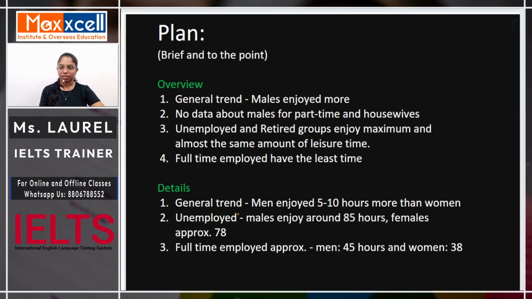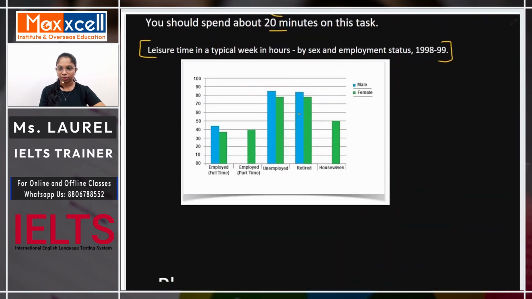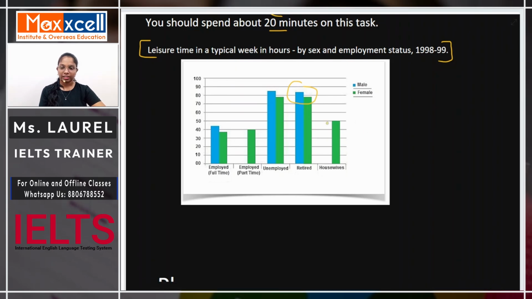Next, we are going to plan the entire report and it has to be brief. Now we already know that for the introduction, we are going to paraphrase the question statement. And so we directly move to the second paragraph, that is the overview paragraph. And here we have listed out some points. First is the general trend. Now let us look at the graph again. Here if you look at it, you will find that for the general trend, male is blue, female is green. And here if you notice, everywhere blue is more than green. Here you can see everywhere, and there are two places where data is missing for the males, correct?